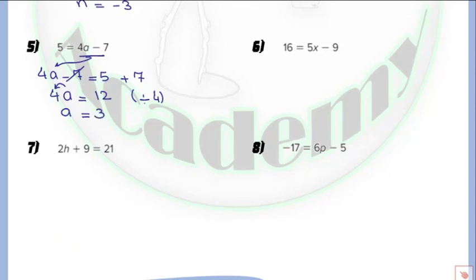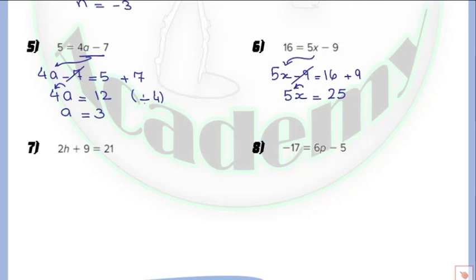16 equals 5x minus 9. Just write the variable at the left. So we have here 5x minus 9 equals 16. Once you have subtraction, use addition. So just add 9. So 5x will be equal to 16 plus 9 equals 25.